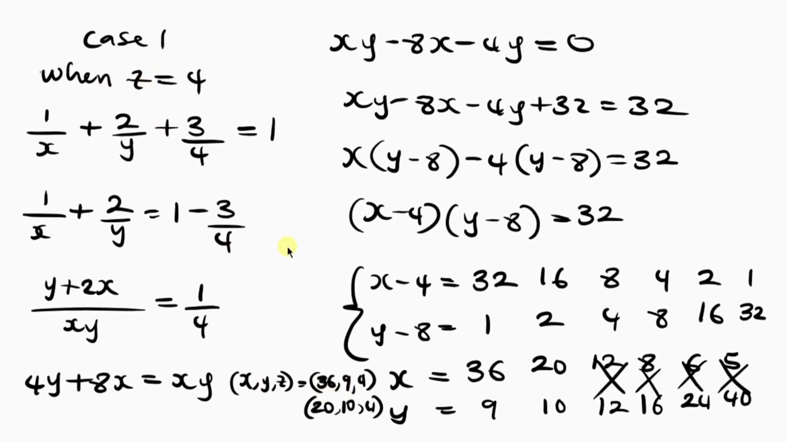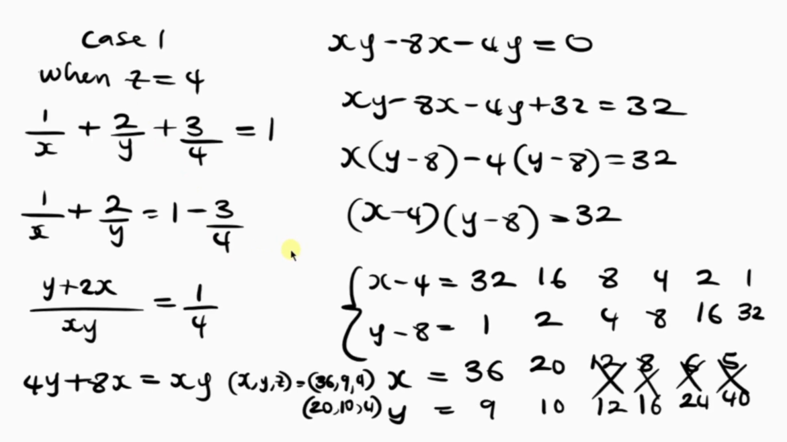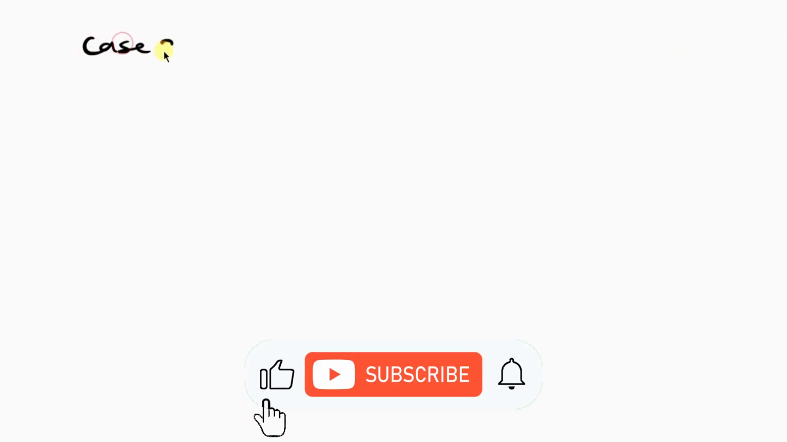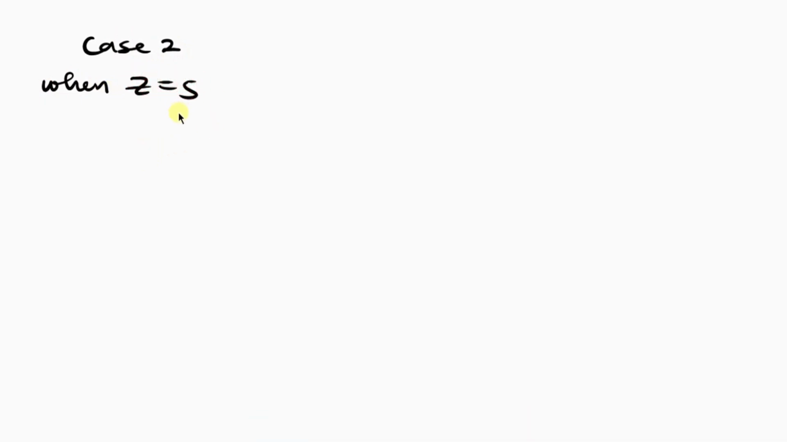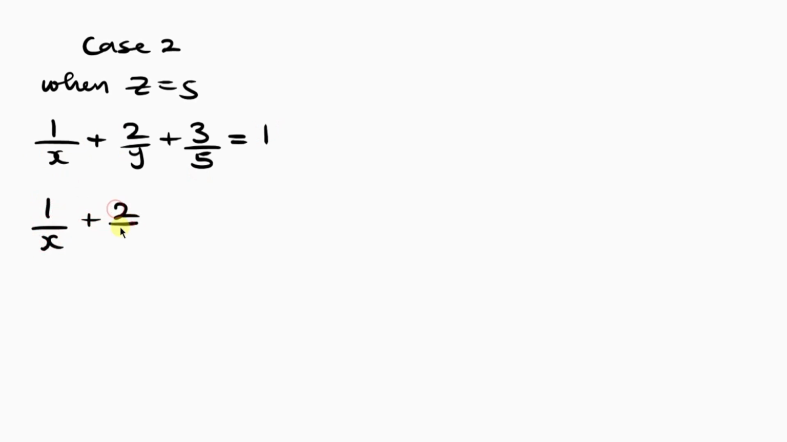So now let's focus on our second case when z is 5. So I'll be calling this one case 2 when z is equal to 5. So let's substitute z into the given question. We have 1 over x plus 2 over y plus 3 over z. So in place of z, I'll be putting 5, equal to 1. So now I'll be having 1 over x plus 2 over y. And now moving 3 over 5 to the right, I'll be having 1 minus 3 over 5, because as 3 over 5 crosses to the right, it becomes negative. So let's combine this fraction.